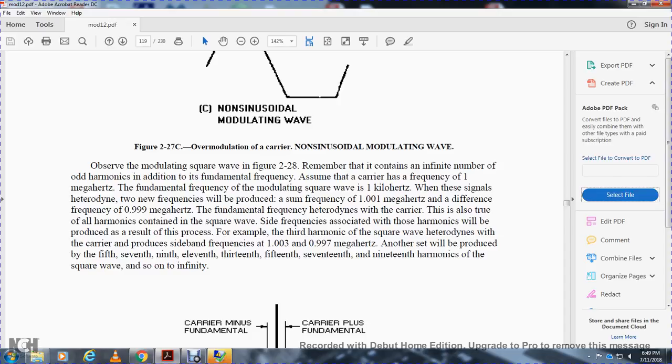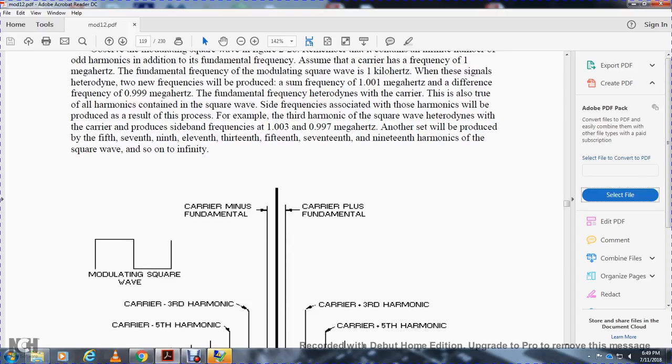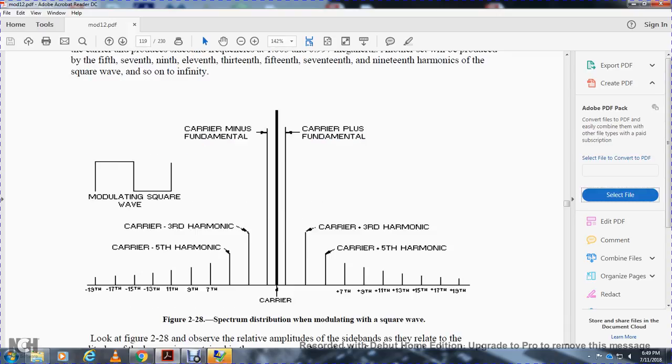This also happens with all the harmonics contained in the square wave, so side frequencies associated with the harmonics will be produced as a result of the process. For example, the third harmonic of the square wave heterodynes with the carrier to produce the sideband frequencies of 1 and 3,000th, and 99 thousandths of a megahertz. Another set will then be produced by the 5th, 7th, 9th, 11th, 13th, 15th, 17th, and 19th harmonics of the square wave, and so on to infinity. Modulating wave: the carrier minus the fundamental, the carrier plus the fundamental, the carrier plus and minus the third harmonic, and the fifth harmonic.